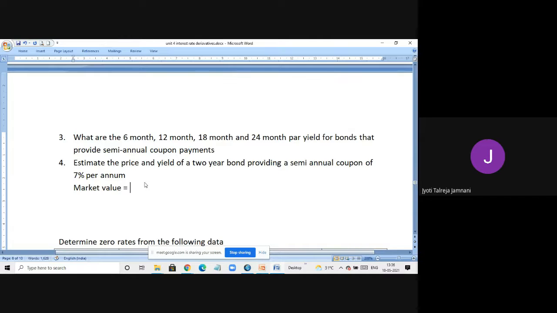And as I taught you in my previous sessions also, the market value of the bond is equal to the present value of all its cash flows. So we are going to find the present value of cash flows and then add them all so that we can get the market value of the bond. That is the price, estimate the price of the bond.